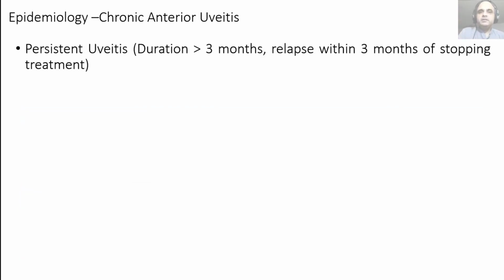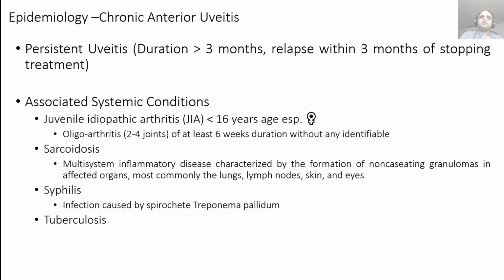Chronic anterior uveitis is a persistent uveitis, that is a uveitis of greater than 3 months duration, in which a relapse occurs within 3 months of stopping the treatment. The systemic conditions associated with chronic anterior uveitis include juvenile idiopathic arthritis, which is an arthritis seen in young girls of age less than 16 years.